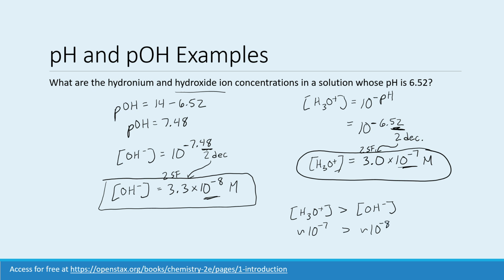And so if we have a higher concentration of hydronium ions, that is going to be an acidic solution. Okay, and again, we know that because when we look at that pH, the pH is less than 7. Okay, so that ends our discussion on pH and pOH.